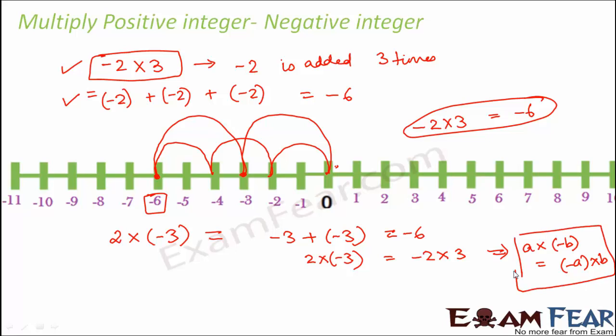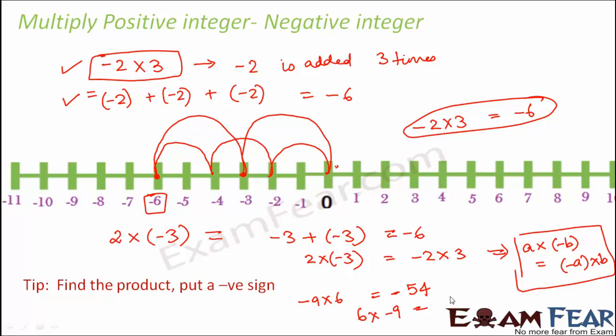So what we conclude is that whenever you have to multiply a positive integer with a negative integer, you find the product normally, forgetting about the sign, and then put a negative sign. So if one of them carries a negative sign, then the product will always be negative. So if you are multiplying minus 9 into 6, what would be the result? 9 times 6 is 54. Since one of them is negative, you put a negative sign. 6 into minus 9, again it would be 54. Since one of them is negative, the result would be minus 54. So this is how you multiply a positive integer with a negative integer.